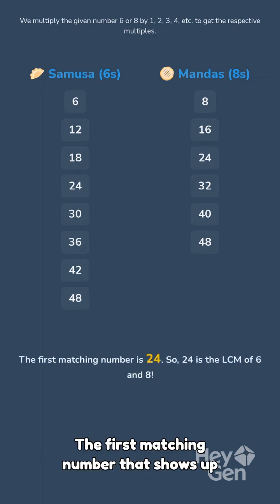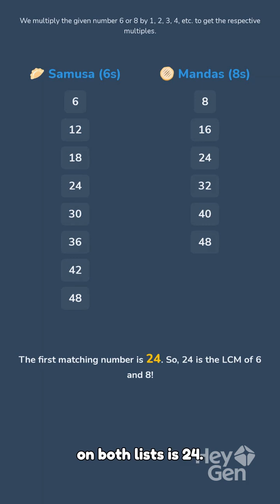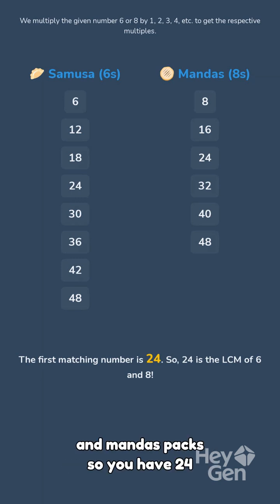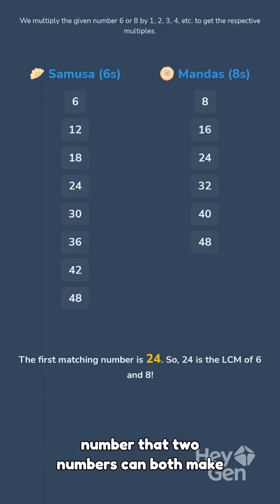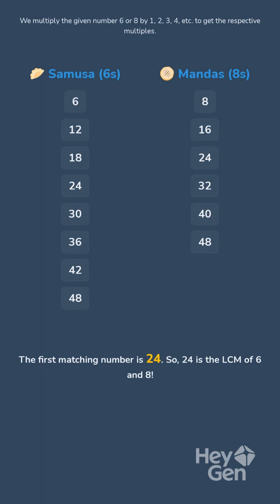The first matching number that shows up on both lists is 24. So 24 is the LCM of 6 and 8. You need to buy enough samosa packs and mandazi packs so you have 24 of each. So the LCM is just the smallest number that 2 numbers can both make when you count by them. It helps you find the smallest matching number.